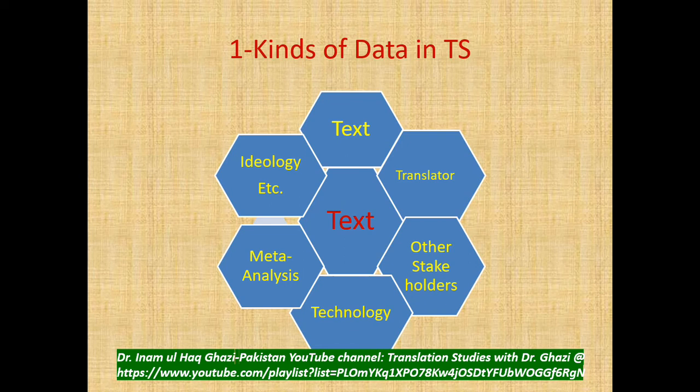So text, whether it is translated, whether it is source text as compared to the translated text, or other kinds of text that we'll discuss quickly after some time, or the translator also. Of course, whatever we read, whatever we gather from different sources about the translator is also a text. Other stakeholders also a text. Technology is also a text, or meta-analysis, that is, literature review is part of meta-analysis, and ideology, etc. Let's explain all these aspects of kinds of data in translation studies.